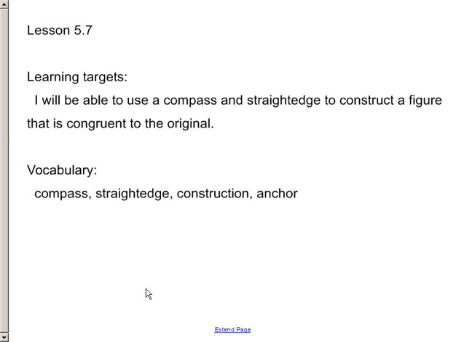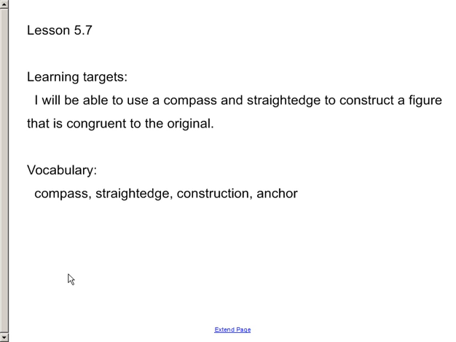So our learning target for this lesson is that I will be able to use a compass and a straight edge to construct a figure that is congruent to the original. So congruent, exactly the same size and shape. And our vocabulary for this lesson: compass, straight edge, construction, and anchor.